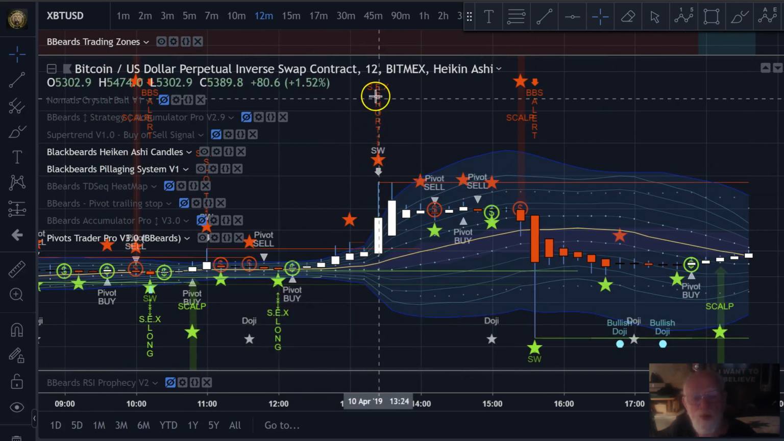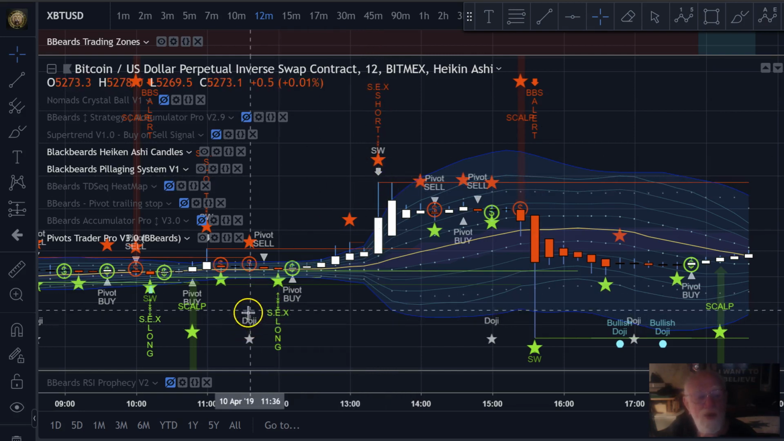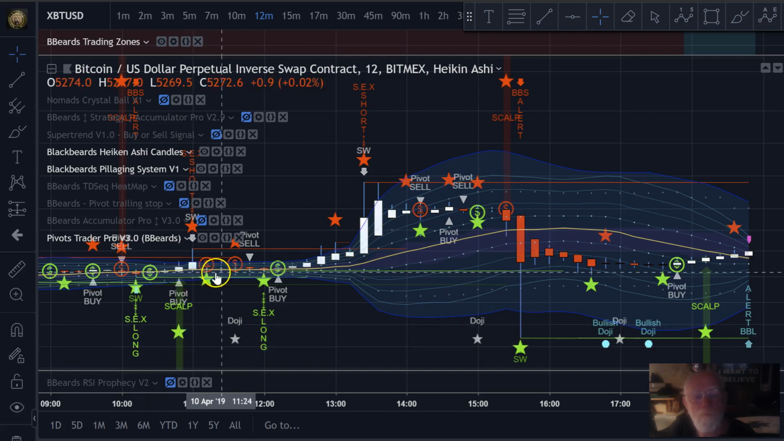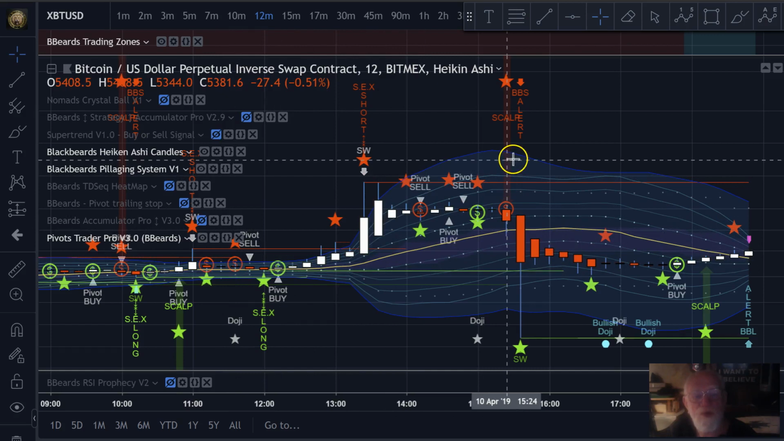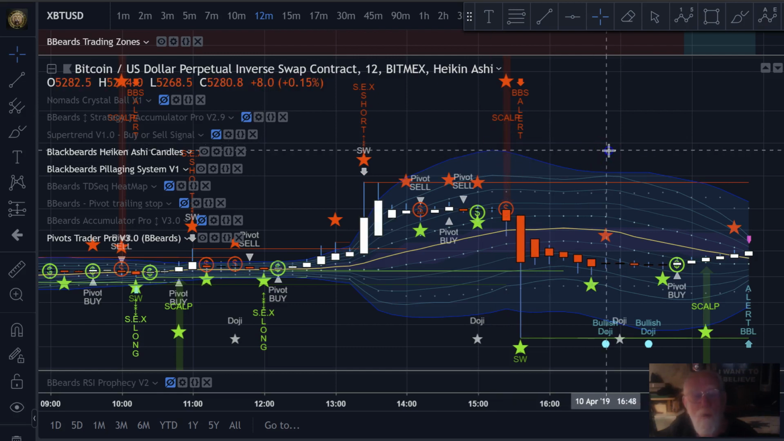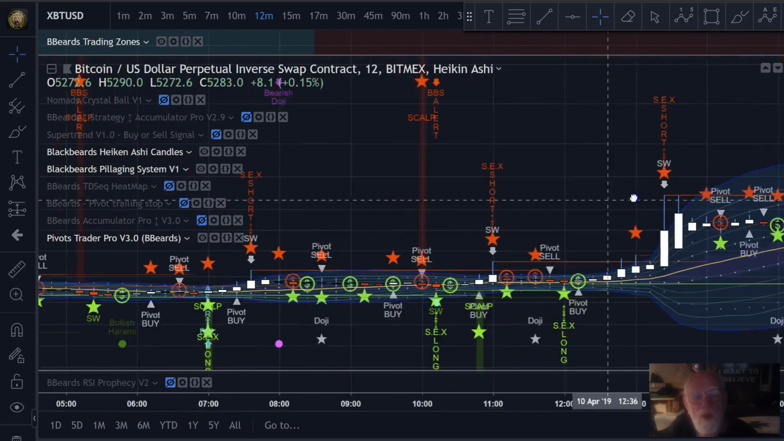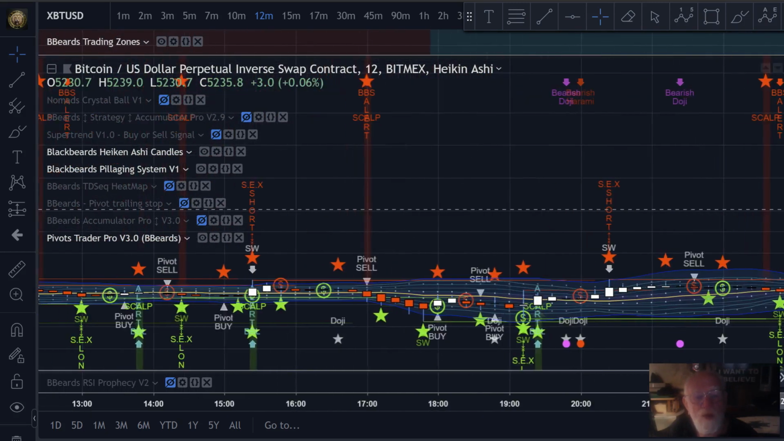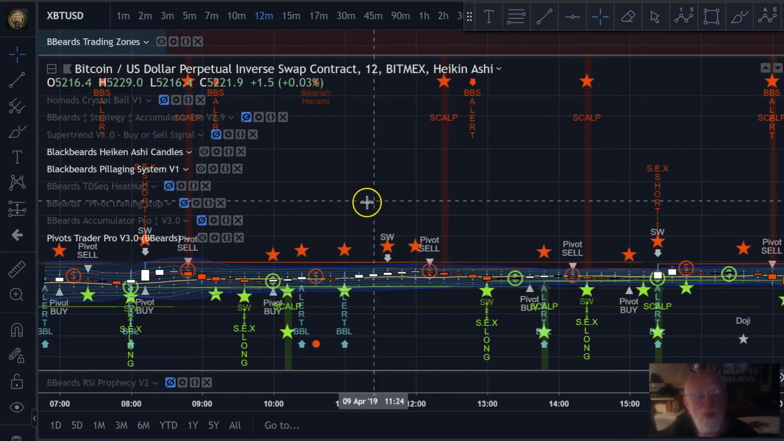The swings are one way to do it, and another way to do it is with the sex indicator or with the scalping indicator, one or the other. This would have got you in here, and it wouldn't have gotten you out until up here, unless you want to combine them. Depending on your strategy, just combine the alerts. But how did it do this afternoon?